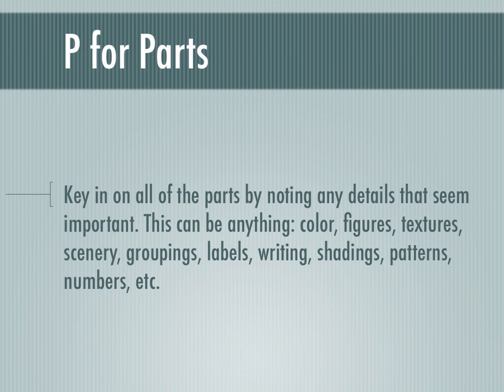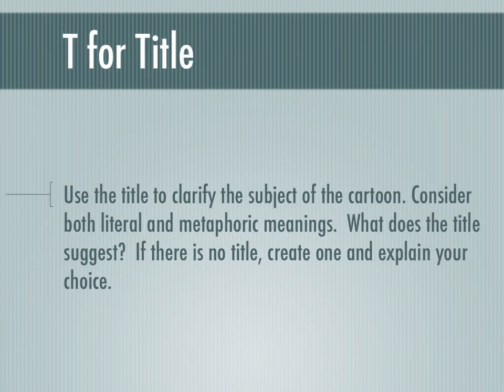For P, you're going to key in on the parts, noting details that seem important: color, figures, textures, scenery, groupings, labels, writing, shading, pattern, numbers, and so many other things. For your title, you need to look really specifically. Most political cartoons have some form of writing on them. There may not be a title, but focus in on the writing. You're looking for literal and metaphoric meanings. What does the title suggest to you? You can also create your own title, but explain your choice if you do this.